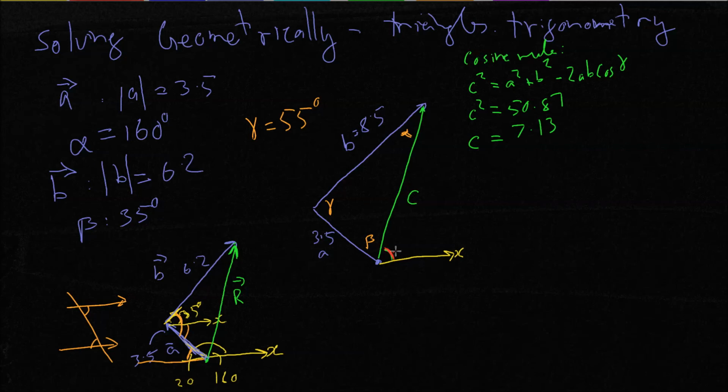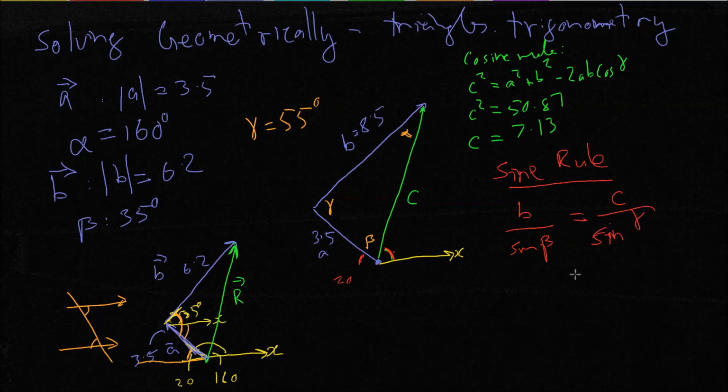So now we need to find the angle here of our displacement vector. We have the angle on this side. We know that that's 20 degrees. So next we need to find the angle beta, and we do that using the sine rule. So we use the cosine rule to find our missing side, and now we use the sine rule to find our missing angle. And the sine rule tells us that b over the sine of beta must be equal to c, which we've just found, over the sine of gamma.